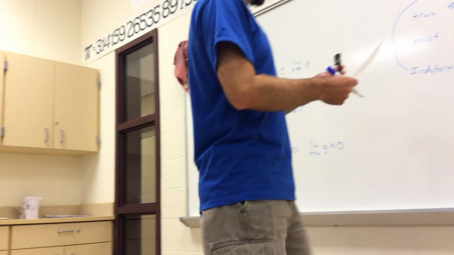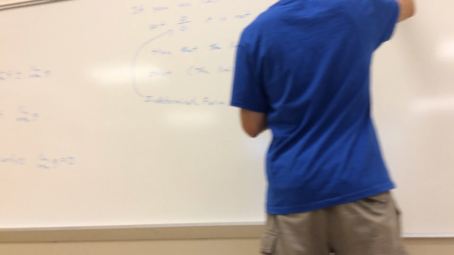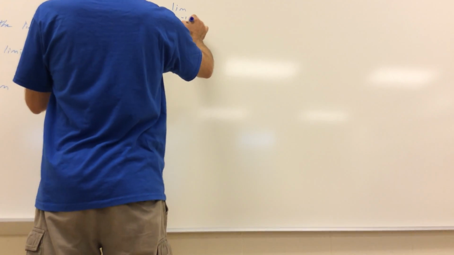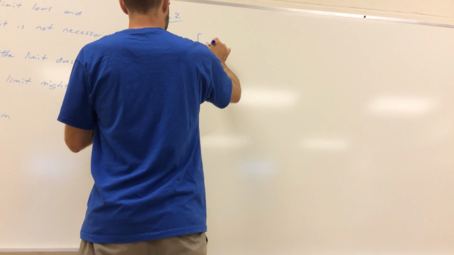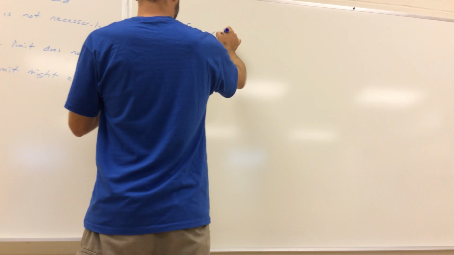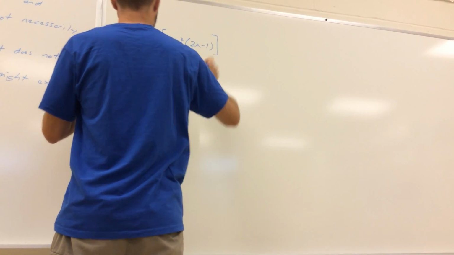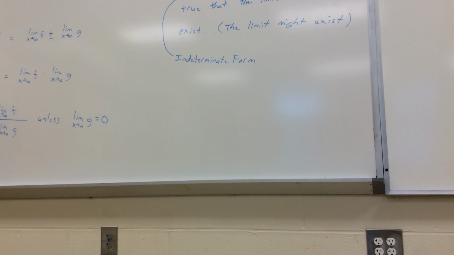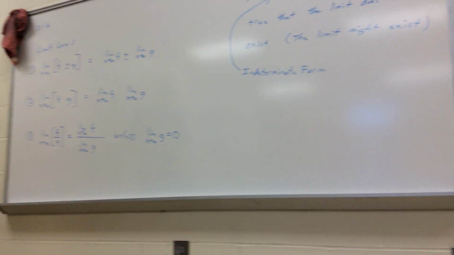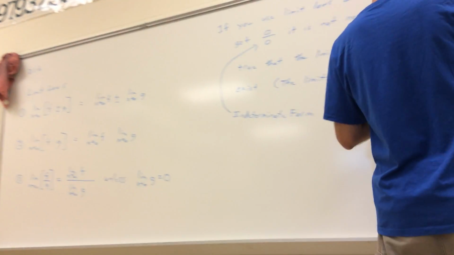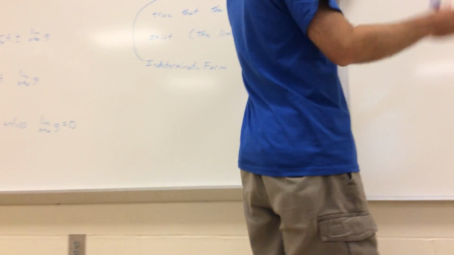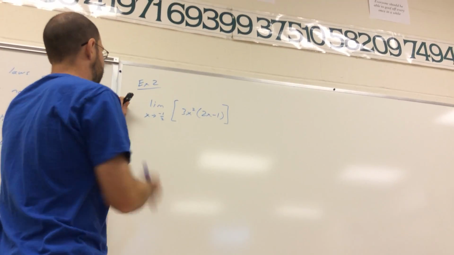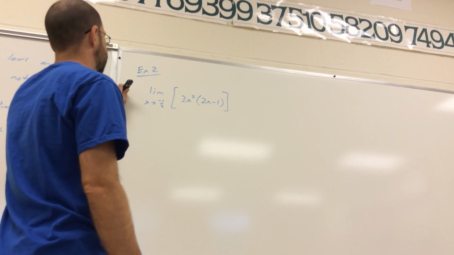Okay, so we're going to calculate a limit here. We're going to calculate the limit as x approaches negative a half of 3x squared times 2x minus 1. And it would be totally fine to make a table to calculate this limit. That's what we did in 2.1a. And I think it would work in this case. But since we just learned limit laws, let's practice using our limit laws on this question.